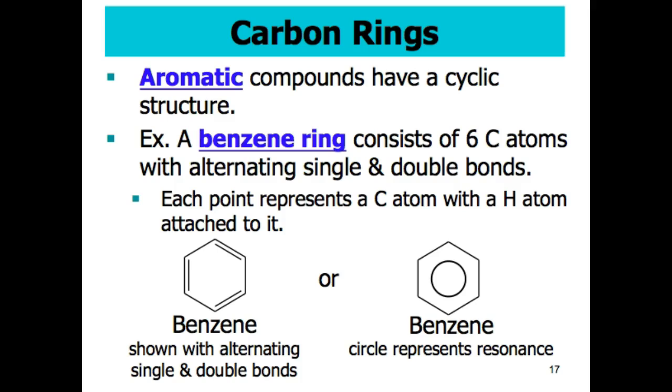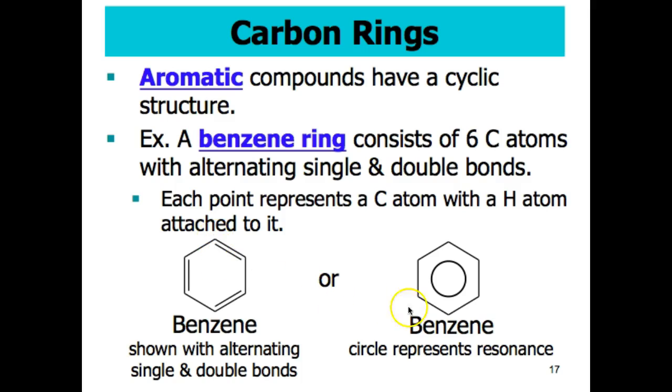In addition to forming chains, carbon can also form rings. An aromatic compound is a carbon-containing compound that's a cyclic structure. The most common example that we're going to be talking about in this unit is a benzene ring. A benzene ring consists of 6 carbons as a hexagon, as you see here, with alternating single and double bonds. If you look at the structure, the additional line represents a double bond. So single bond, double bond, single bond, double bond, single bond, double bond. Each point on the hexagon represents a carbon atom with an H atom attached to it.